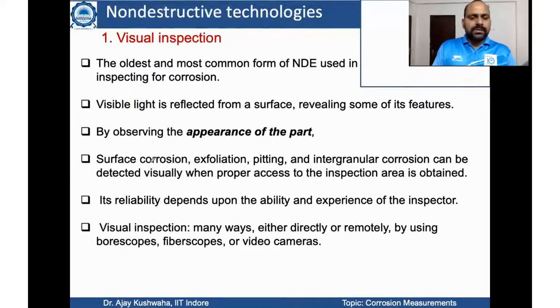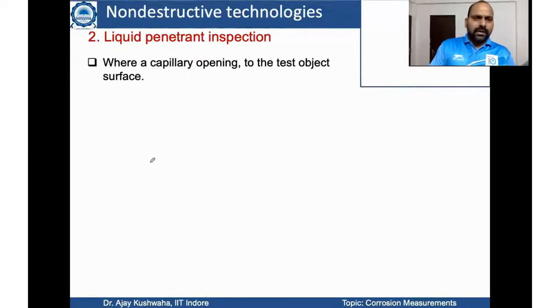Visual inspection can be done in many ways, either directly or remotely using a borescope, fiberscope, or video camera. So we can do it on site or remotely. All these things are possible and people are doing them.